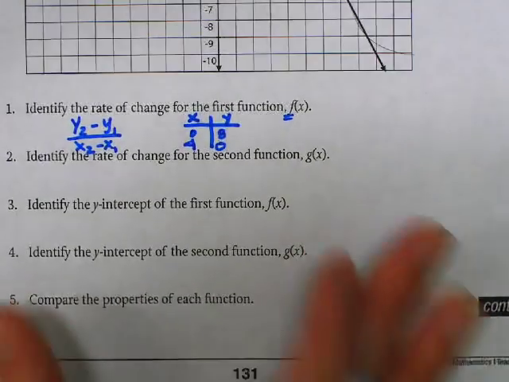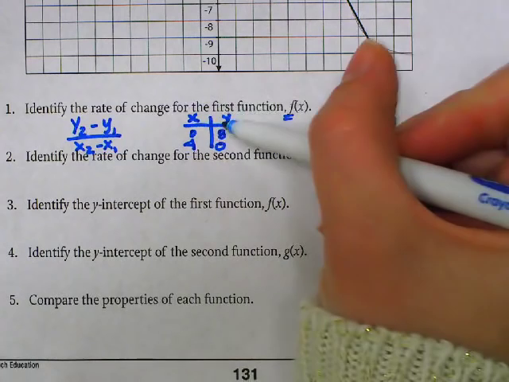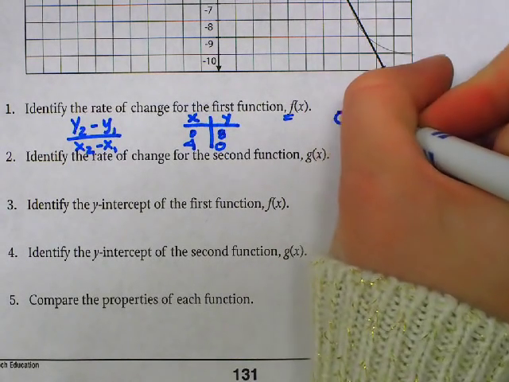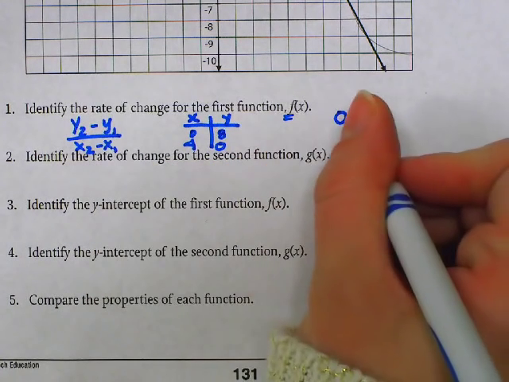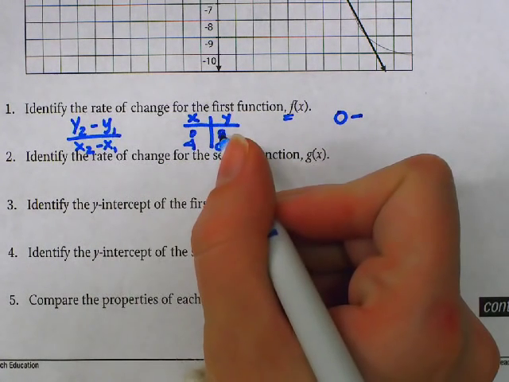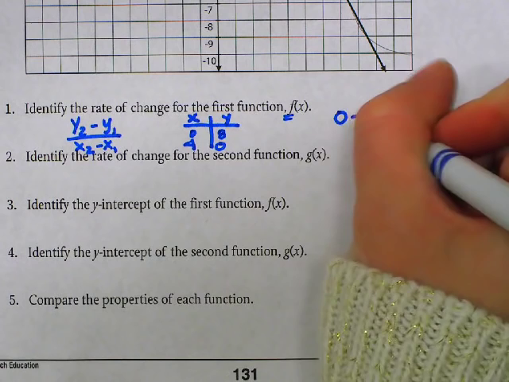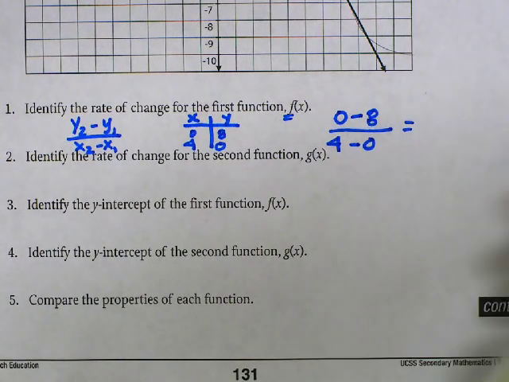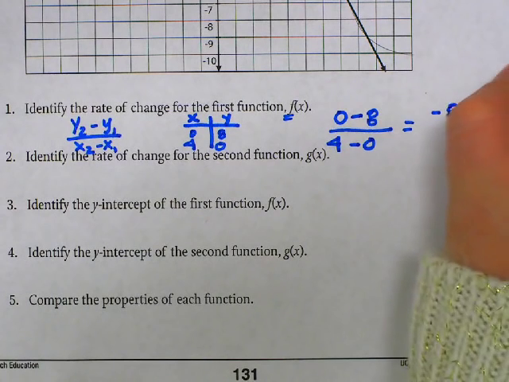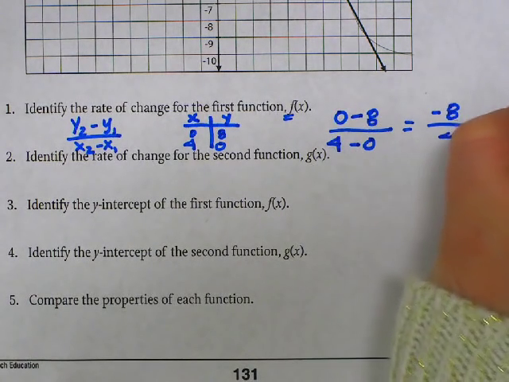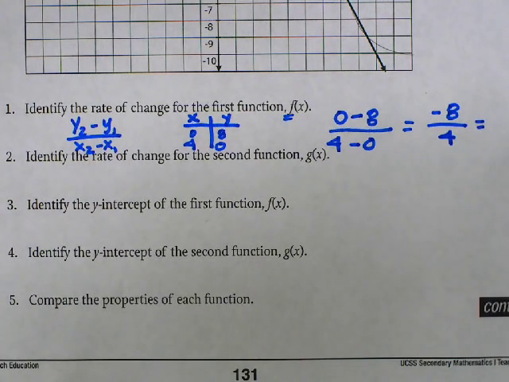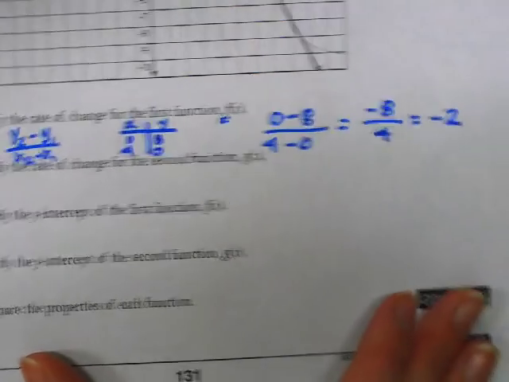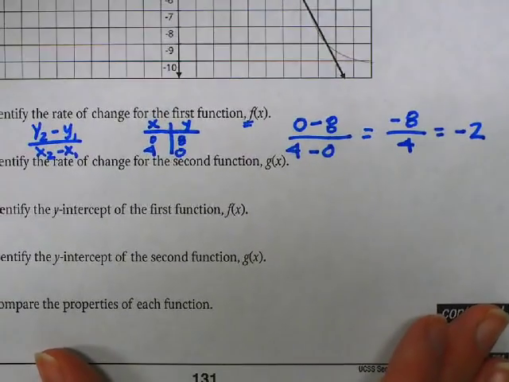Now that I have those 2 points, I'm going to plug them into my formula. I need my y2, so I go to the y column, the second one, 0. According to my formula, I subtract y1, I go to my y column, first one, 8, all over x2 minus x1. 0 minus 8 is negative 8. 4 minus 0 is 4. And this reduces. Negative 8 divided by 4 is negative 2. So the average rate of change for that first one is negative 2.